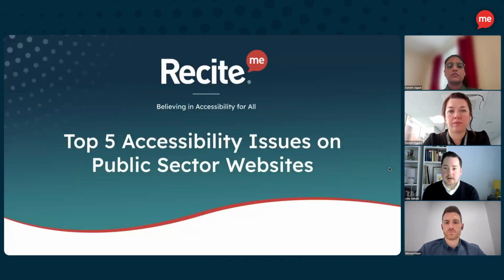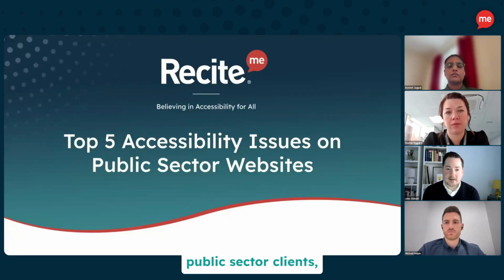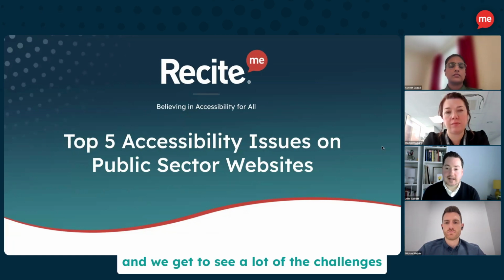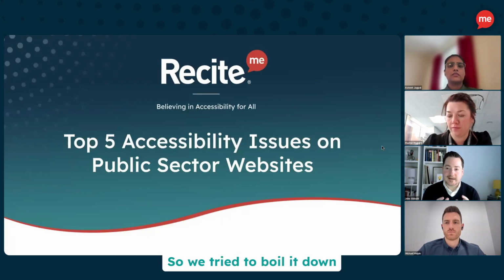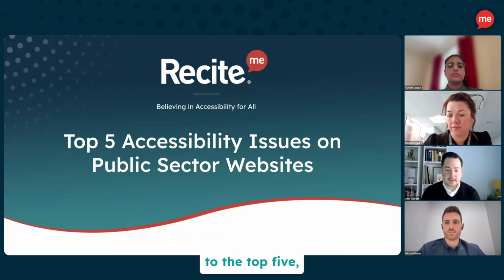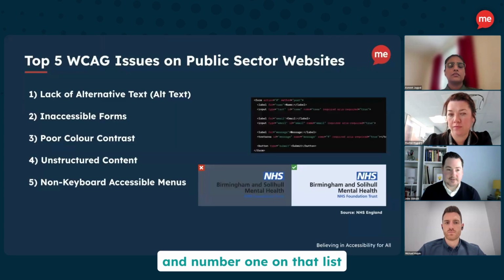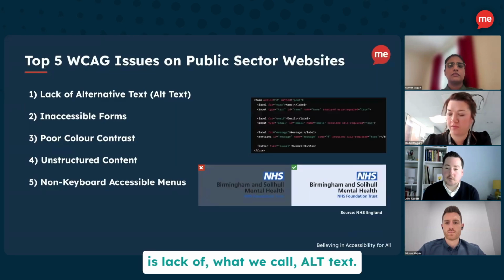So we work with a lot of public sector clients, which is quite exciting, and we get to see a lot of the challenges they face in terms of accessibility issues. So we've tried to boil it down to the top 5. And number 1 on that list is lack of what we call alt text.